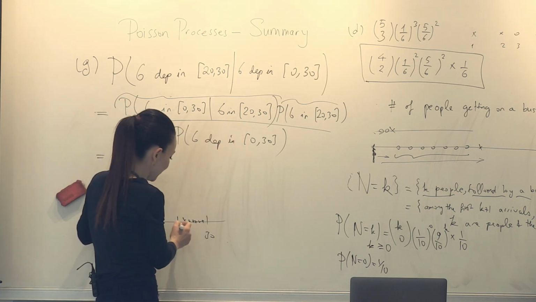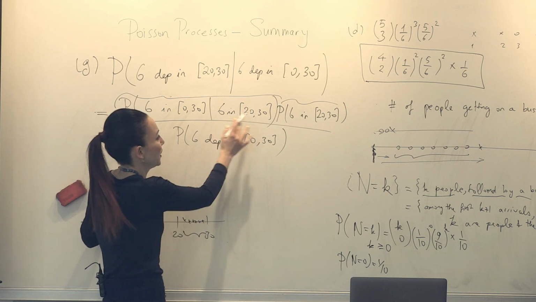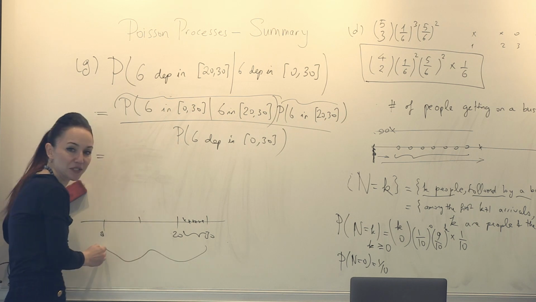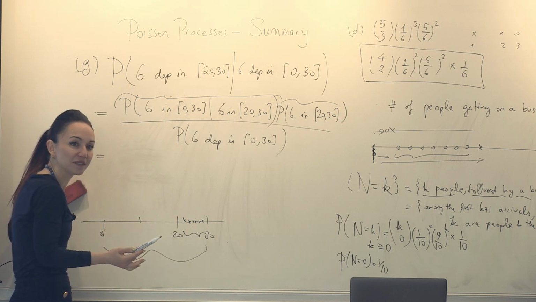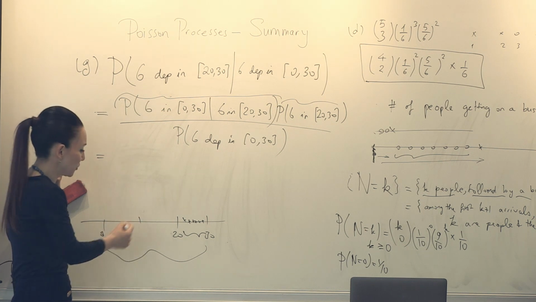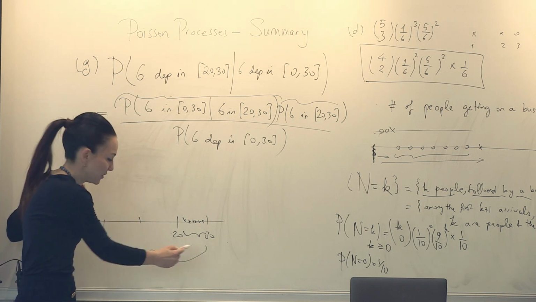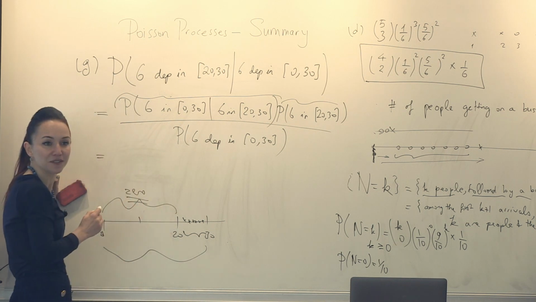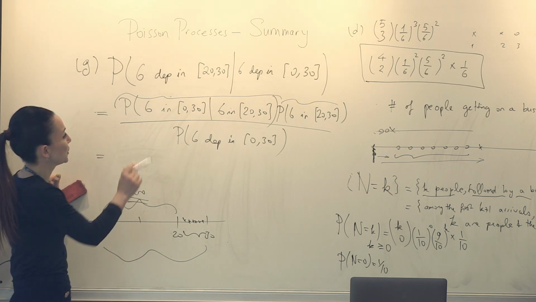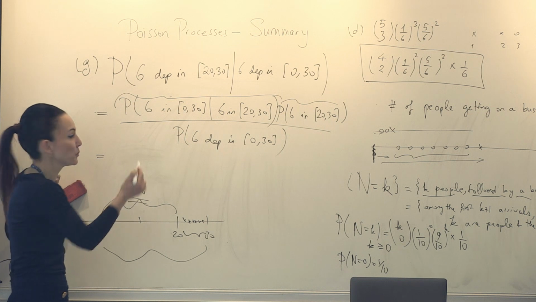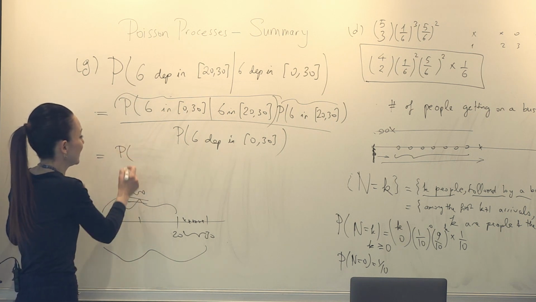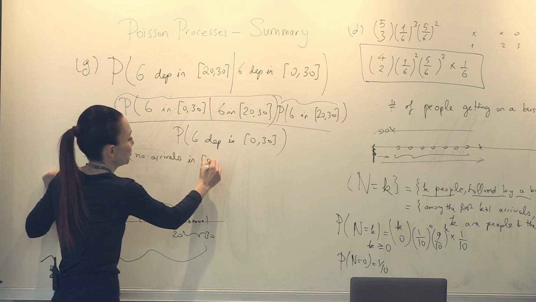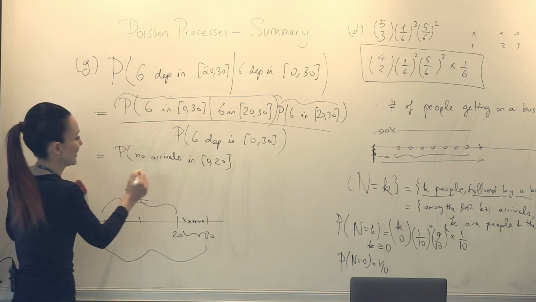Given that I have 6 arrivals in 20 to 30, I'm guaranteed to have at least 6 in this bigger interval, but I can have more, right? So in order to have exactly 6 arrivals in the total interval, I need to have 0 arrivals here. Perfect, thank you. So this probability is then not 1. This probability is the probability that there are no arrivals in 0 to 20. Right?